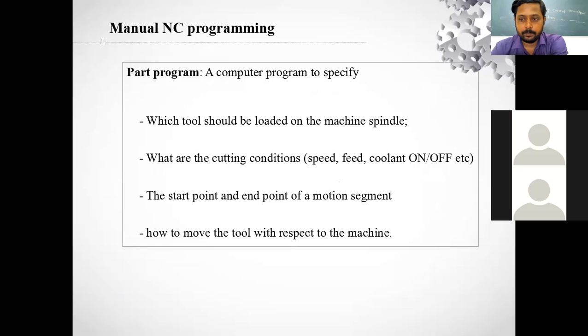Now let us discuss the manual NC programming, how the part program is specified. First thing you should know is which tool should be loaded on the machine spindle. What are the cutting conditions, that is speed, feed, coolant, when to turn the coolant on and off, the starting point and the end point of the motion, and how to move the tool with respect to the machine, like which coordinate systems we are going to use.